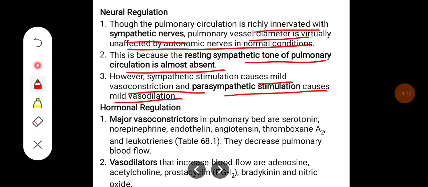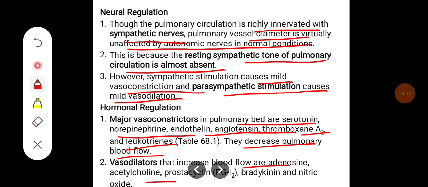Hormonal regulation is by major vasoconstrictors in the pulmonary bed, which are serotonin, norepinephrine, endothelin, angiotensin, thromboxane A2 and leukotrienes. They decrease pulmonary blood flow. Vasodilators that increase the blood flow are adenosine, acetylcholine, prostacyclin, bradykinin, and nitric oxide.